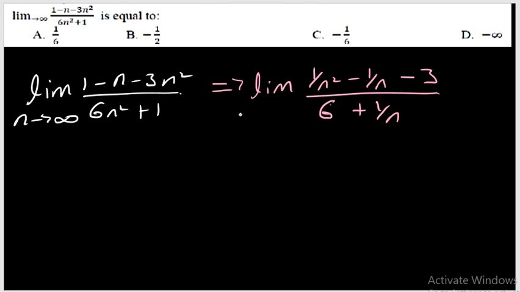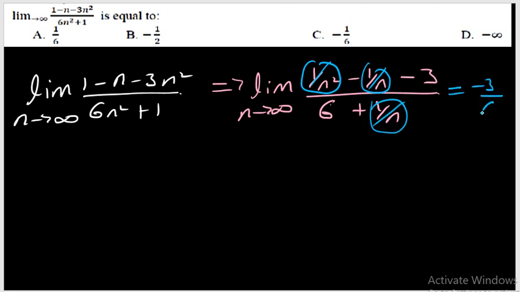Then here as n goes to infinity, like that of the previous one, constant over variable. As the variable goes to infinity, everything will be 0. And in the numerator negative 3 remains, in the denominator 6. When you simplify, negative 1 over 2. So the answer will be B. Next question.